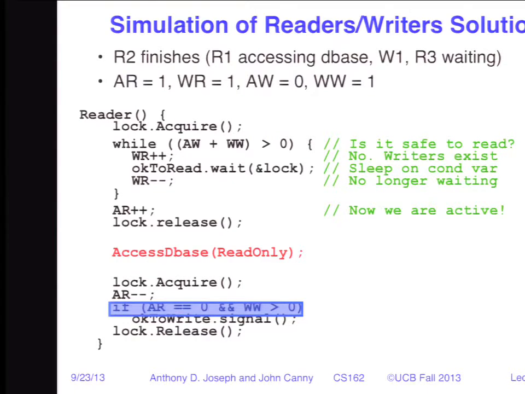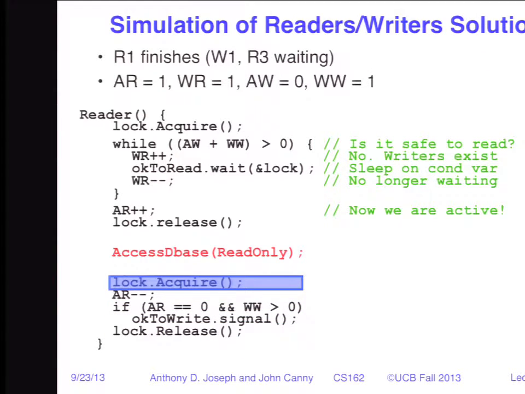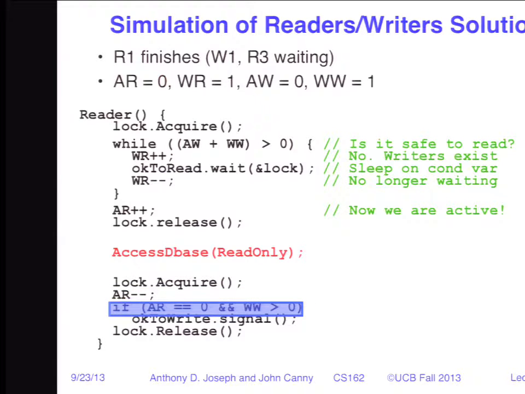So the condition can't hold since it's an AND, so we release the lock. Eventually, reader 1 is going to finish. It's going to acquire the lock to manipulate the state variables, decrement the number of active readers, and now when we perform this check, what are we going to find? Well, it is true now that active readers, 0 equals 0, so that's 1, and waiting writers is 1, and 1 is greater than 0. So this condition holds true.